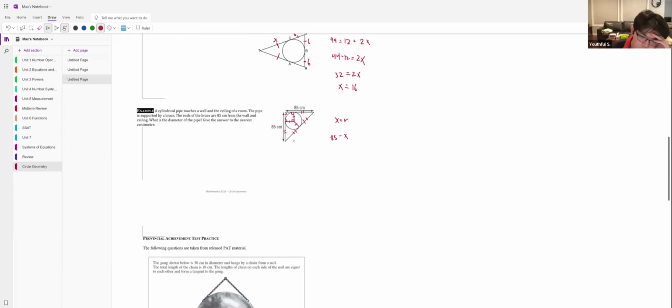Oh, I'm stupid. You can just solve for this length with Pythagoras. Whoopsie. 85 squared times 2 gives us this total length here, right? So we'll label this as C. So C squared, 85 to the power of 2 is 7225, times 2 gives us 14450. 14450 is equal to C squared.